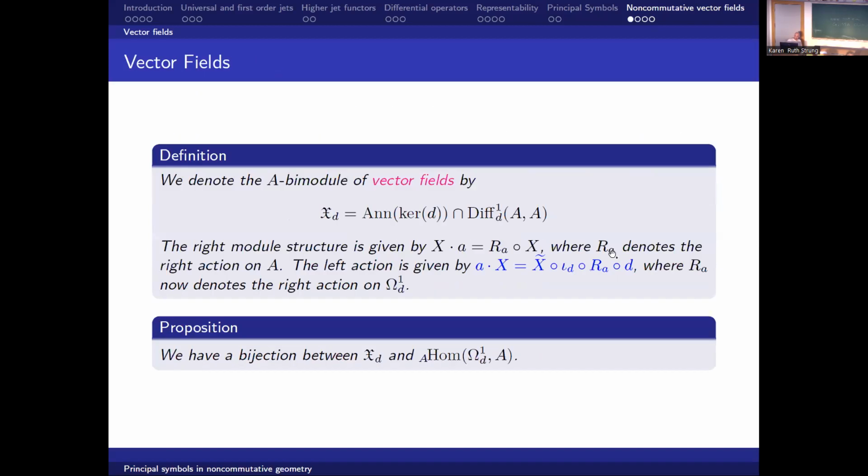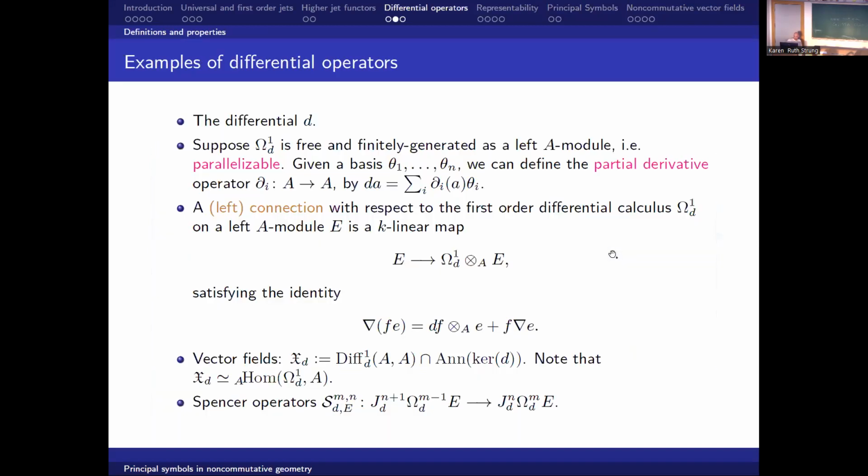Oh yeah, maybe I should go back to the page where there are examples. So for the differential, let's say, for connections, the symbol of the connection is just the identity. The symbol of the differential from omega k to omega k plus 1 is just the wedge. Spencer operators, it's some combination of the wedge and the jet projection. Vector fields, so essentially the symbol of a vector field in our sense is just the corresponding map in here.